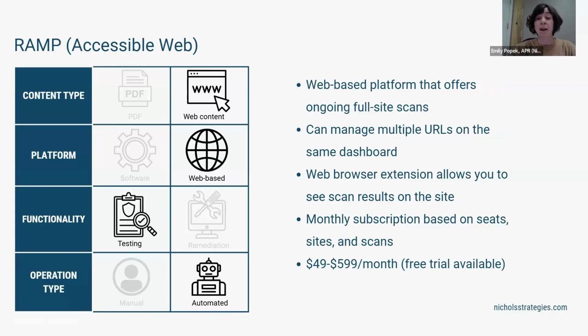They also have a browser extension that you can install that connects that dashboard to your live site. So that's another tool you can use that lets you see it in real time. And their pricing model is a monthly subscription that's tiered based on several different factors, like the number of scans you want to run, the number of sites you're scanning, things like that. There is a free trial available for the RAMP tool.